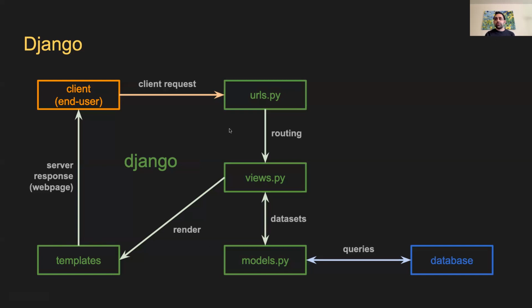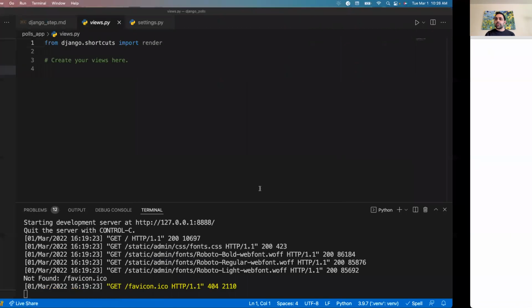Any questions about the flow here or anything I mentioned? Want to make sure we have a good understanding of what the high level diagram of Django looks like. Okay, I'm going to take that as we understand the flow of everything here. Let's get back to our project now.